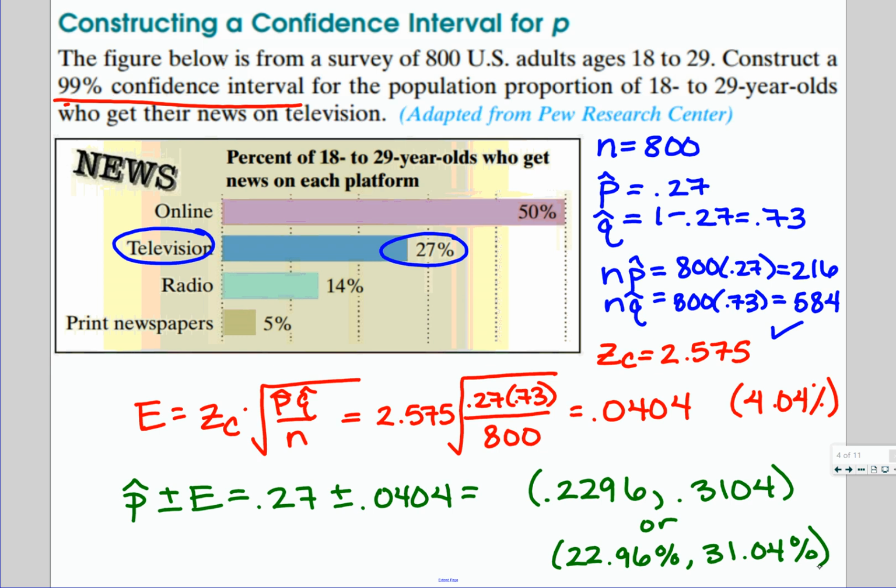So we're estimating that between about 23% and 31% of the population of 18 to 29-year-olds are going to get their news from television with 99% confidence. So remember, if you were going to interpret that, we'd say we can be 99% confident that between 23 and 31% of 18 to 29-year-olds get their news on television. Okay, any questions on any part of that? Okay, that is pretty much the 6.3 stuff that we did not do back in chapter 6.